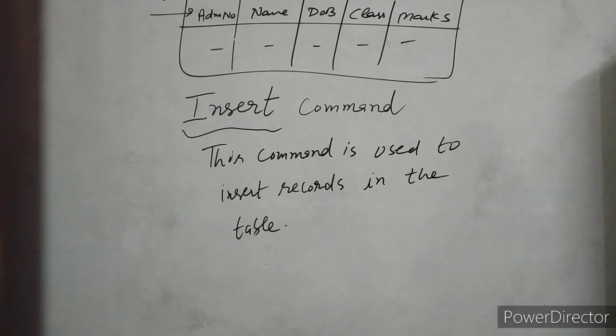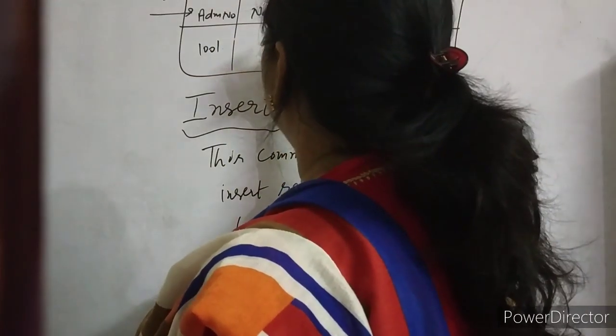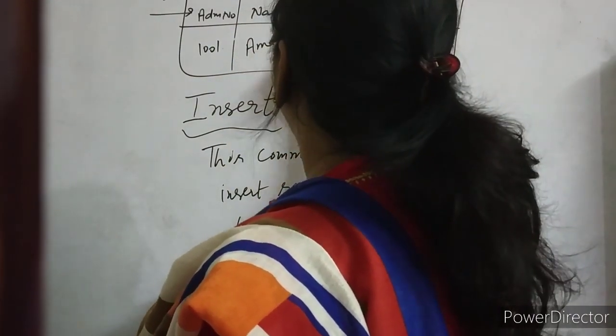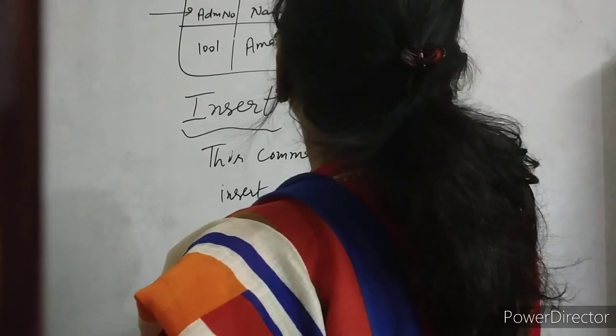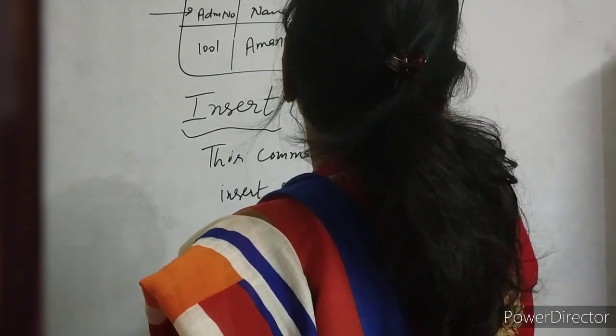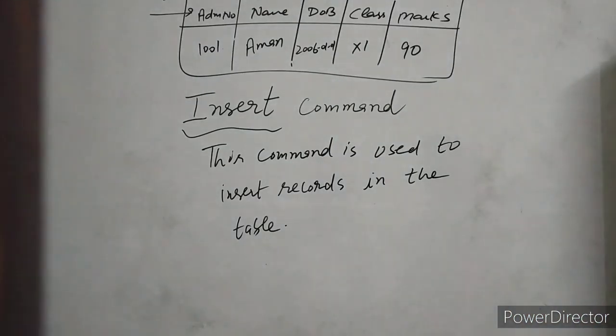Clear? The insert command is used to insert a record in the table. What is a record? You all know that a record is the horizontal part of the relation. Suppose I want to enter the admission number 1001, name Aman, DOB 2006-01-01, class 11th, marks 90.